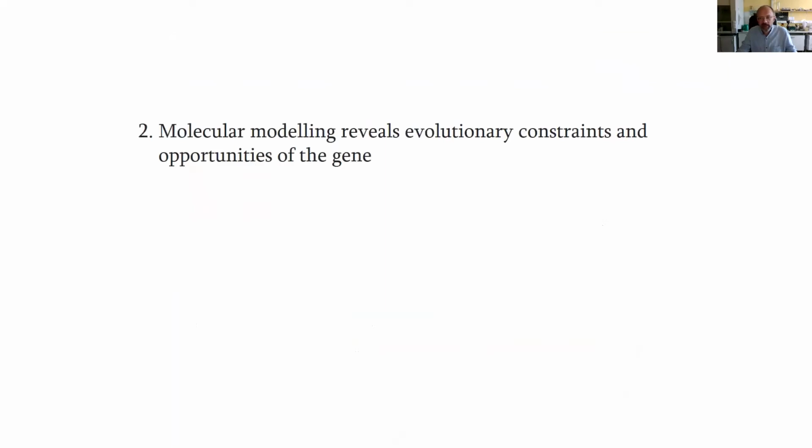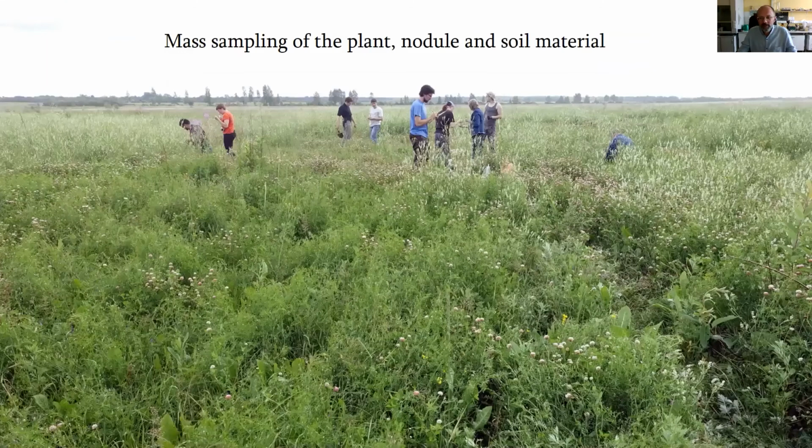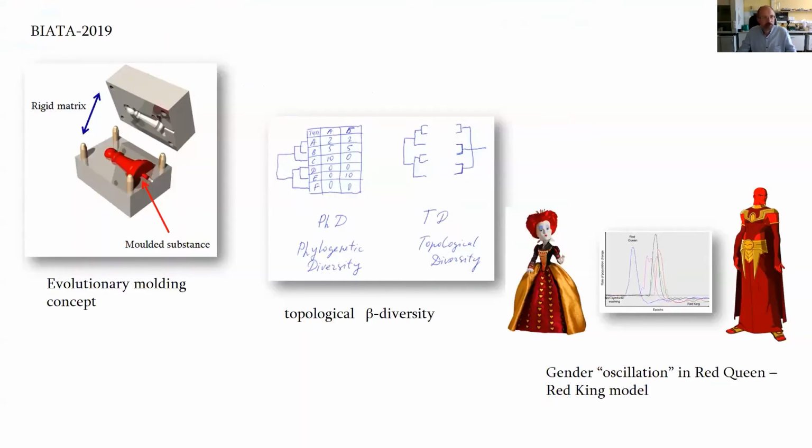Another thing I'd like to discuss now is how molecular modeling reveals evolutionary constraints and opportunities of the gene. It is a very small field in Gatchina district, not far from St. Petersburg, but there is extremely high diversity of wild growing legumes. And actually we did a lot of very interesting work on this field. And 2 years ago at BGRS 2020, I reported one of them.